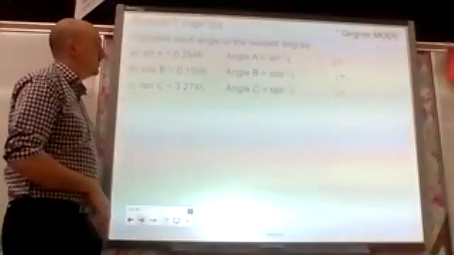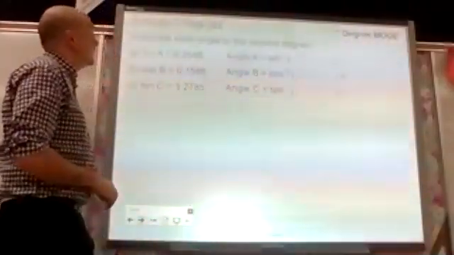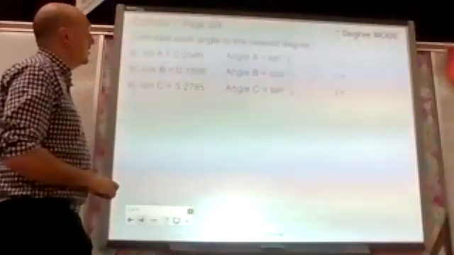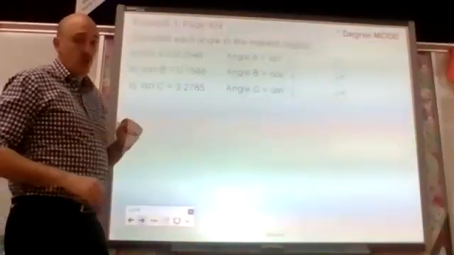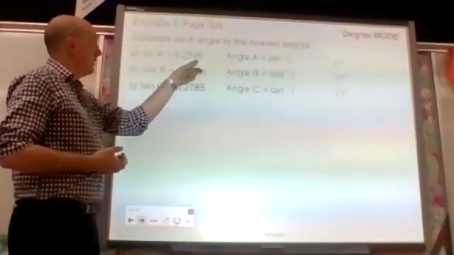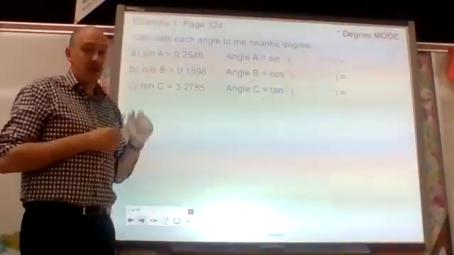I'll show you where to find it on a lot of calculators. It's usually a second function of the normal function. So calculate each angle to the nearest degree. If we know the ratio of two sides in a triangle, if the opposite over the hypotenuse is 0.2546, we can figure out what that angle is.